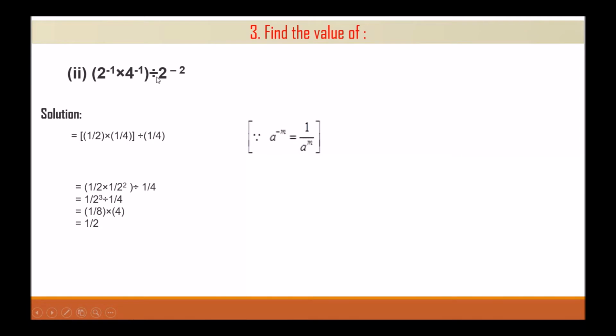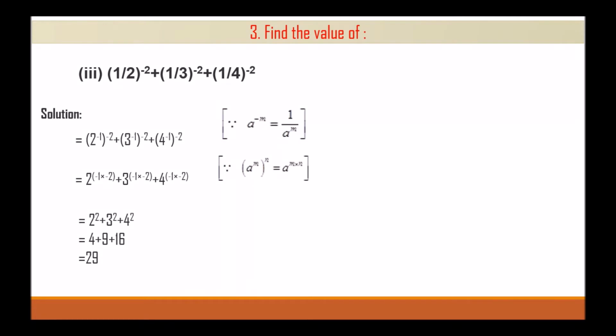Second, 2 raised to minus 1 into 4 raised to minus 1 divided by 2 raised to minus 2. Here all the exponents are negative. So to make them positive, what we will do? We will take the reciprocal of the number. So 1 by 2 into 1 by 4 divided by 1 by 2 squared. 2 squared is 4, so it is 1 by 4. 1 by 2 into 1 by 2 whole squared divided by 1 by 4. So 1 upon 2 cubed divided by 1 upon 4. That is 1 upon 2 cubed is 1 upon 8, into 4. So it is half.